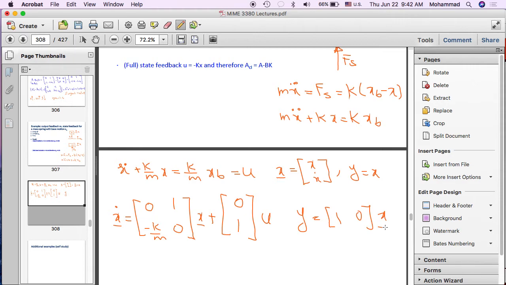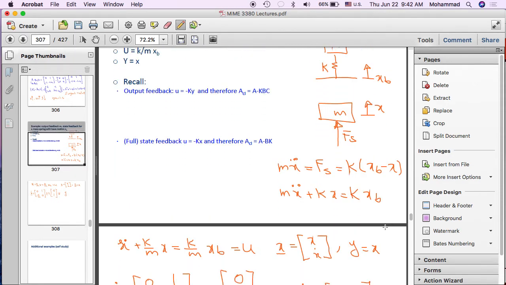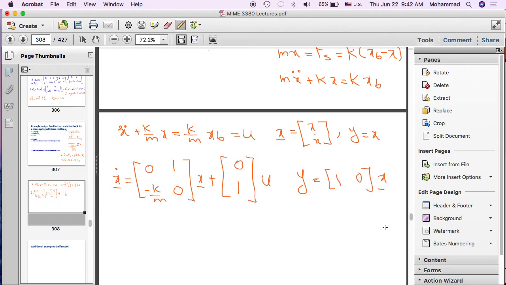Okay, so what are we trying to do? We are trying to contrast the two control methods that we have covered so far, output feedback versus state feedback, and see what they offer in terms of degrees of freedom. What do they offer in terms of us being able to put the eigenvalues where we want them to be? So let's start by finding the open loop eigenvalues. Where are they located? In order to find them, we are going to find lambda I minus a.